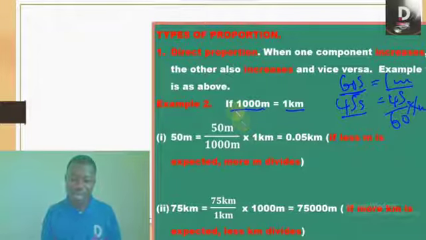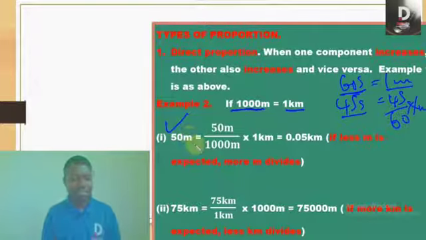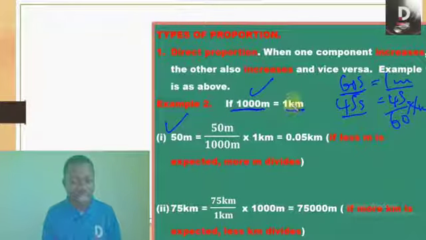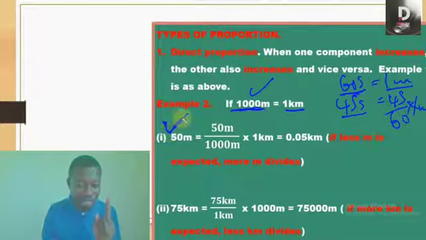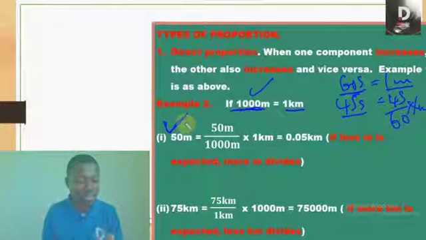Now let's see this example. If 1000 meters equals 1 kilometer, then the examiner is asking, what if it is 50 meters? So what you're comparing is the meters and meters. It's not meters and kilometer. So 1000 gave me 1 kilometer. Just 50. The meter has been reduced to 50. Are you expecting more or less?